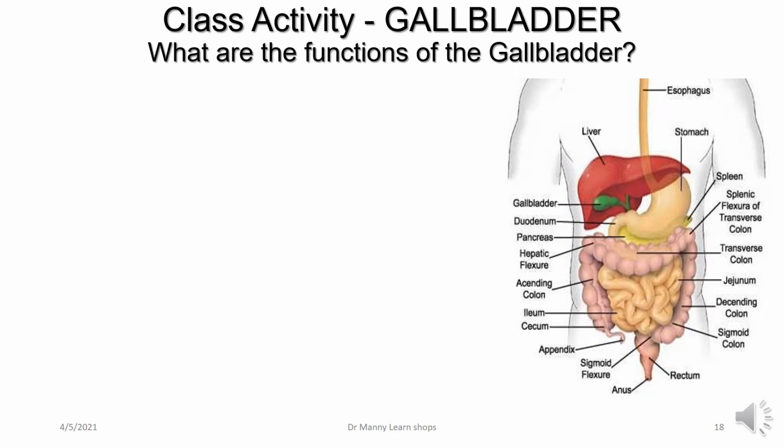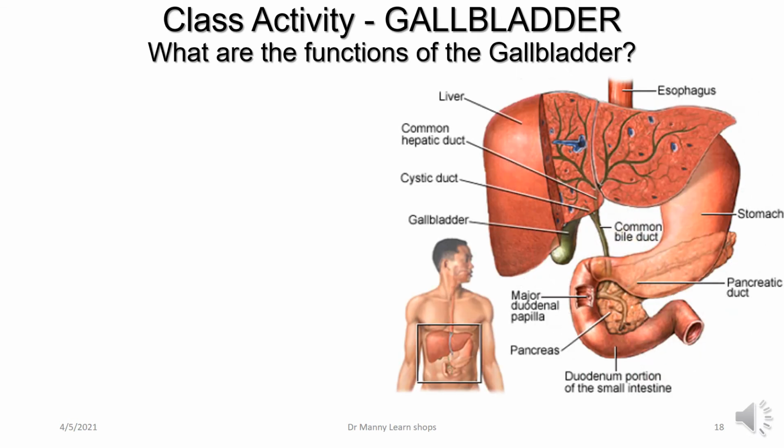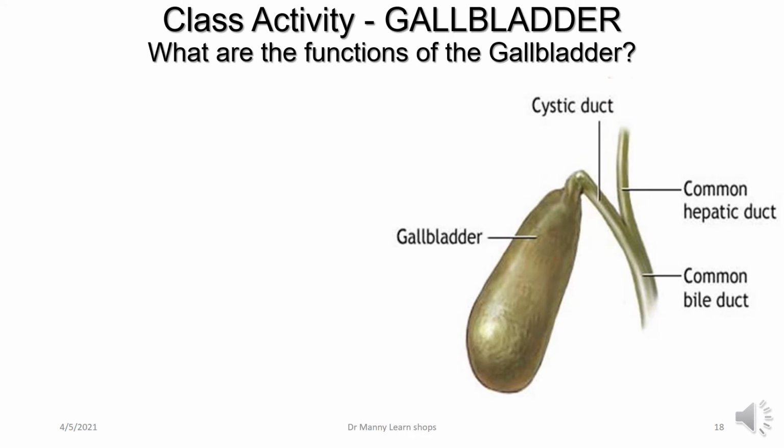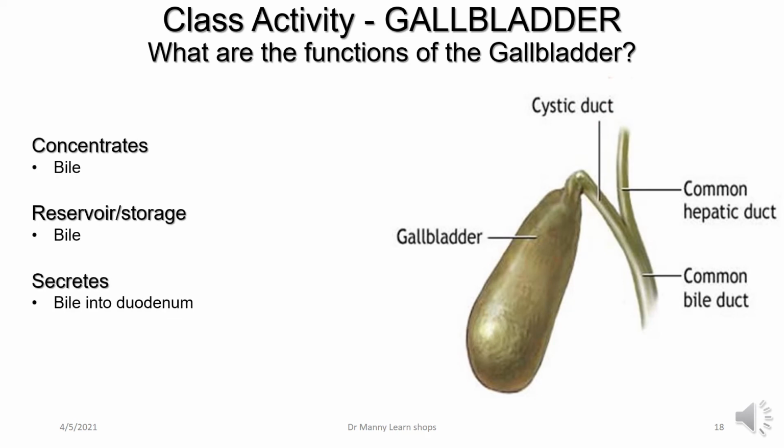Then we've got the gallbladder, which is typically located posterior to the liver, also in the right upper quadrant. What are the functions of the gallbladder? Well, the gallbladder concentrates and stores bile, and then when required it secretes it into the duodenum to break down fat.